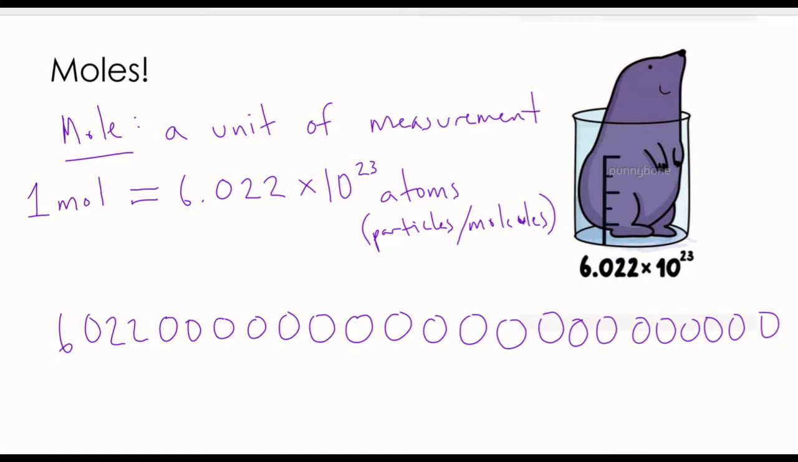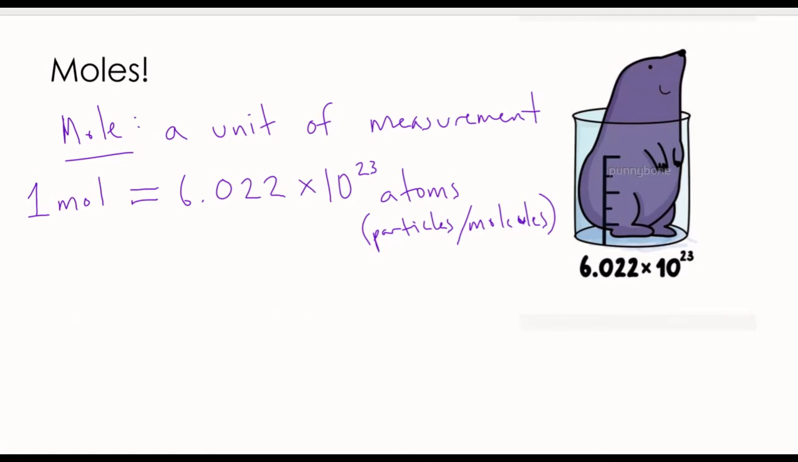That's just easier. It's really similar to saying, hey, can you pick me up a dozen eggs from the grocery store? Don't say, hey, can I have 12 eggs? That's very specific. But if you just say a dozen eggs, that means you want 12 eggs. Similar to this, if I say I want 1 mole, that means I want 6.022 times 10 to the 23rd atoms.